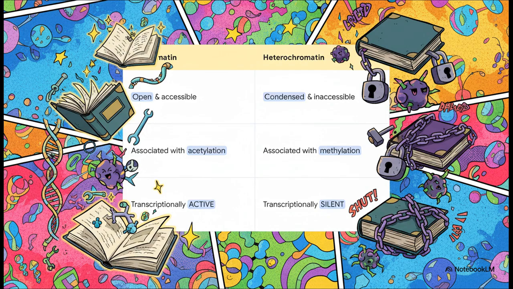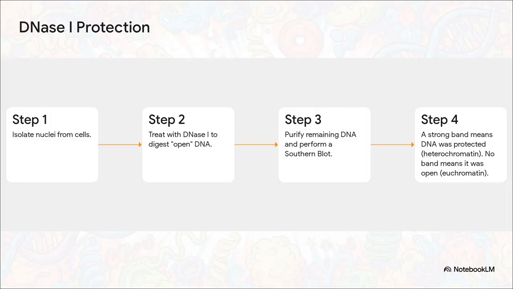First, you've got euchromatin. This is the open for business section of the library. The DNA is loose, accessible, and ready to be read by the cell's machinery. This is where you see acetylation. Then you've got heterochromatin. This is the archives, the do not touch section. The DNA is packed super tight, totally silent, and locked down with methylation. No reading allowed here.